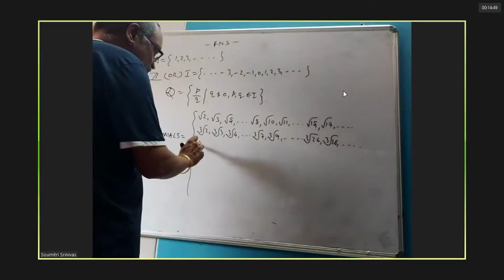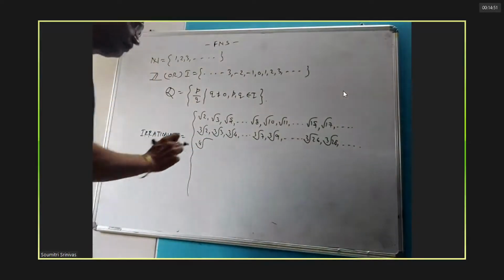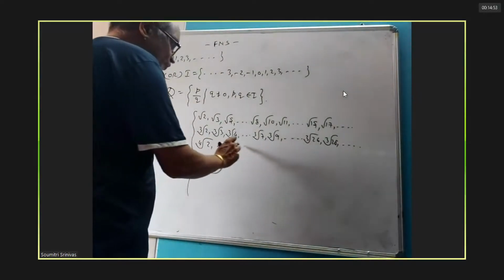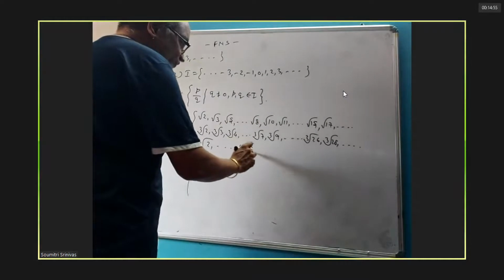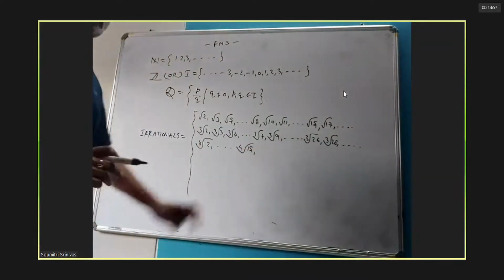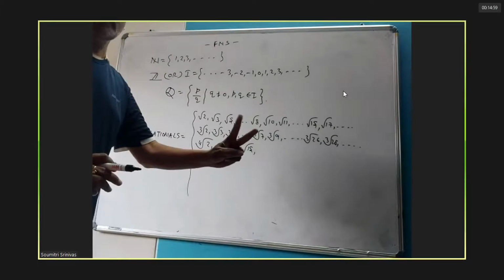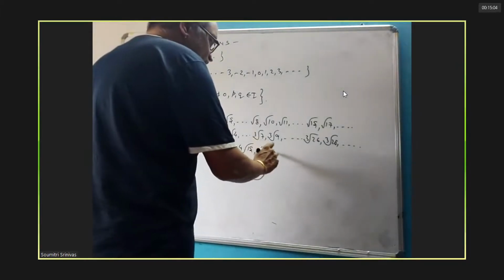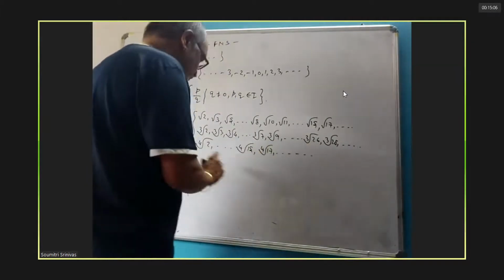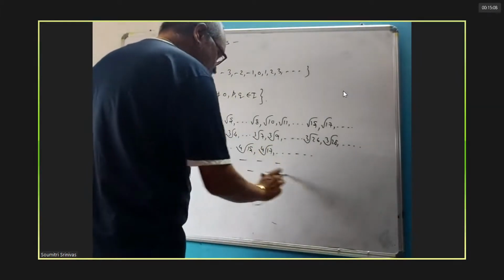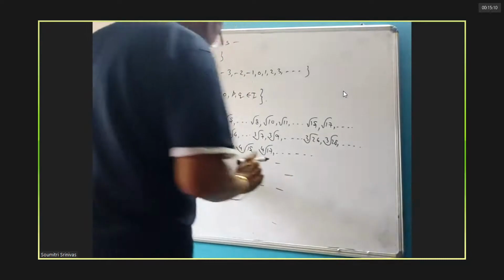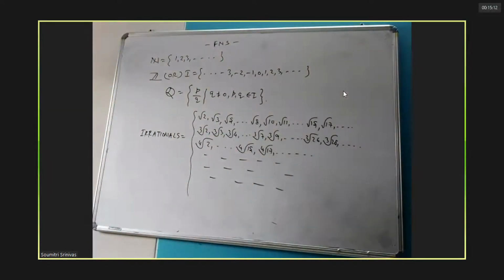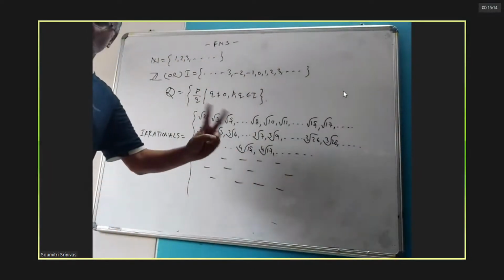Similarly, fourth root of 1 is 1. Fourth root of 2. So until where? Fourth root of 15. Fourth root of 16 is 2. Fourth root of 17, and so on. Similarly, others. What are numbers of this form called? Irrationals.